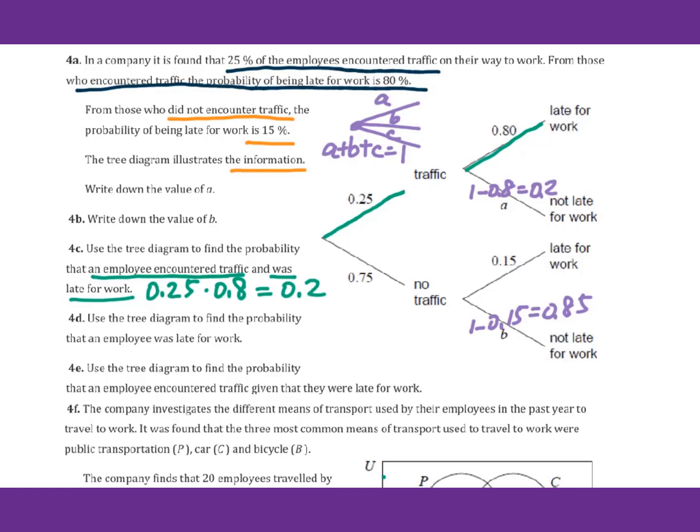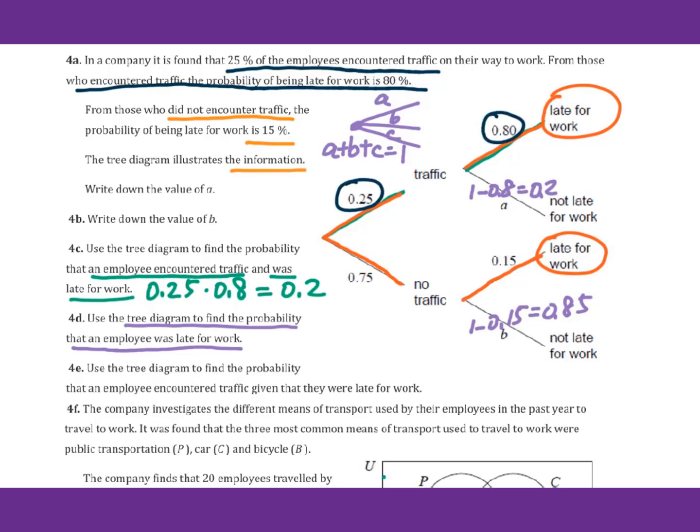Go to 4D. Use the tree diagram to find the probability that an employee was late for work. Late for work, it's here, and it's here. Then you start from the very beginning and check. See this line, they go to late for work, and also this line. That means late for work. So you will have 0.25 times 0.80 plus 0.75 times 0.15 will be your answer.